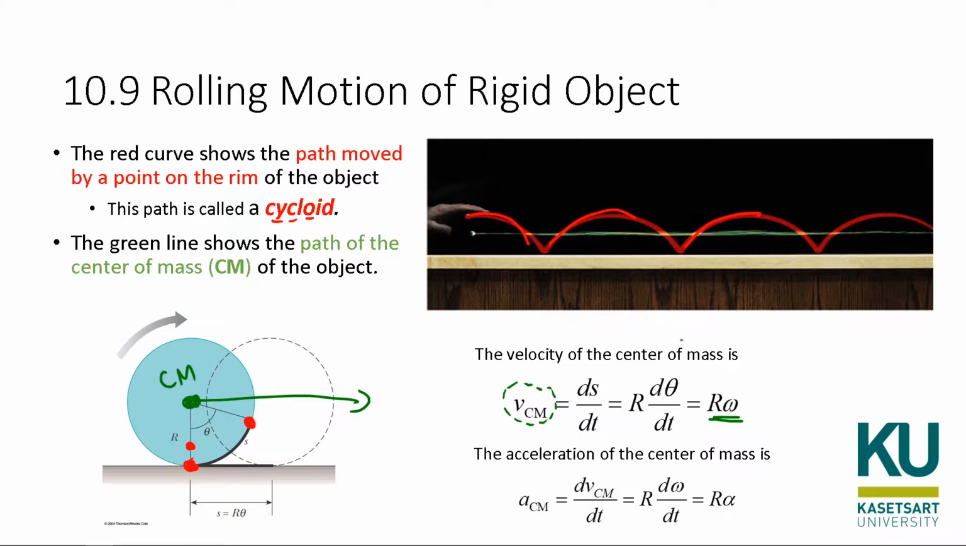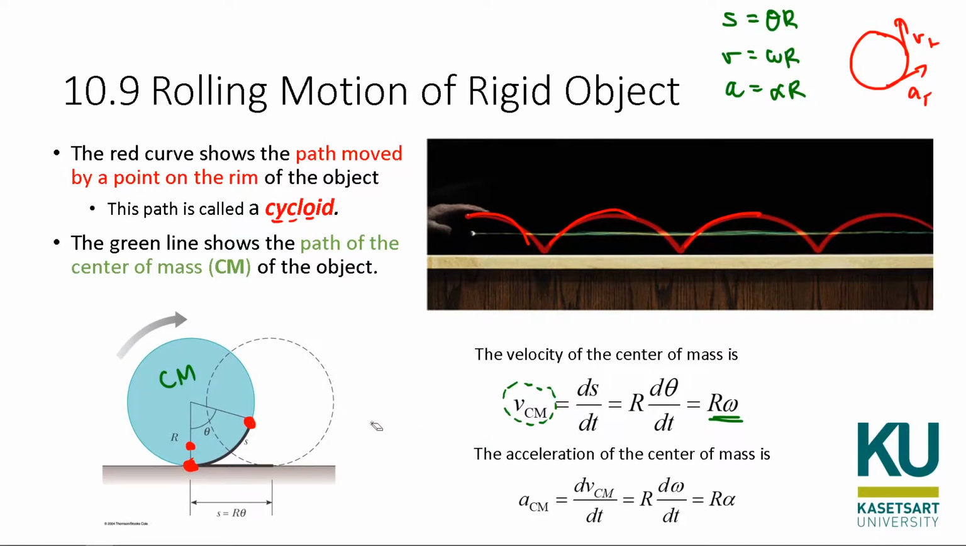This looks similar to our rotational quantities: s equals theta r, v equals omega r, and a equals alpha r. However, in that case, what we look at is the v that happens tangentially, and a also tangential. But in this case, the v we look at is from the center of mass translation.